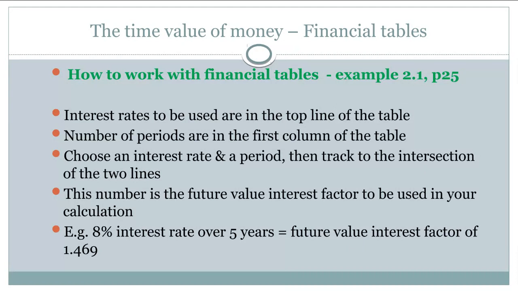So wherever the 5 and the 8% and period 5 join together, 1.469, that is then going to be, what have we got here? A future value table. Your future value factor that you will then multiply your lump sum by, and the answer will give you the future value of that amount.